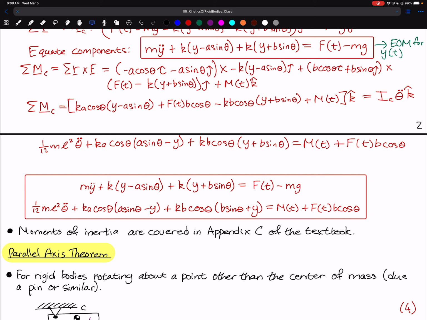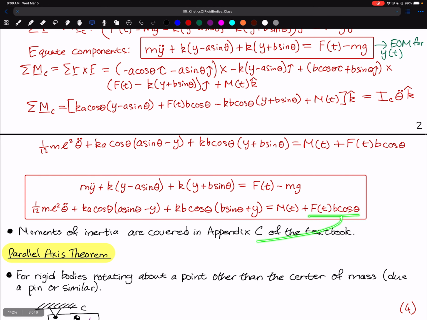And I left this term with the f of t times the cosine of theta on the right-hand side, simply because if you consider small angles, then this cosine will go to 1, and then you'll get the forcing on the right-hand side. That's why I left it there. If you don't have small angles, then in fact this would come over here, and it turns out it's what we would call a parametric resonance system, which you don't need to worry about.